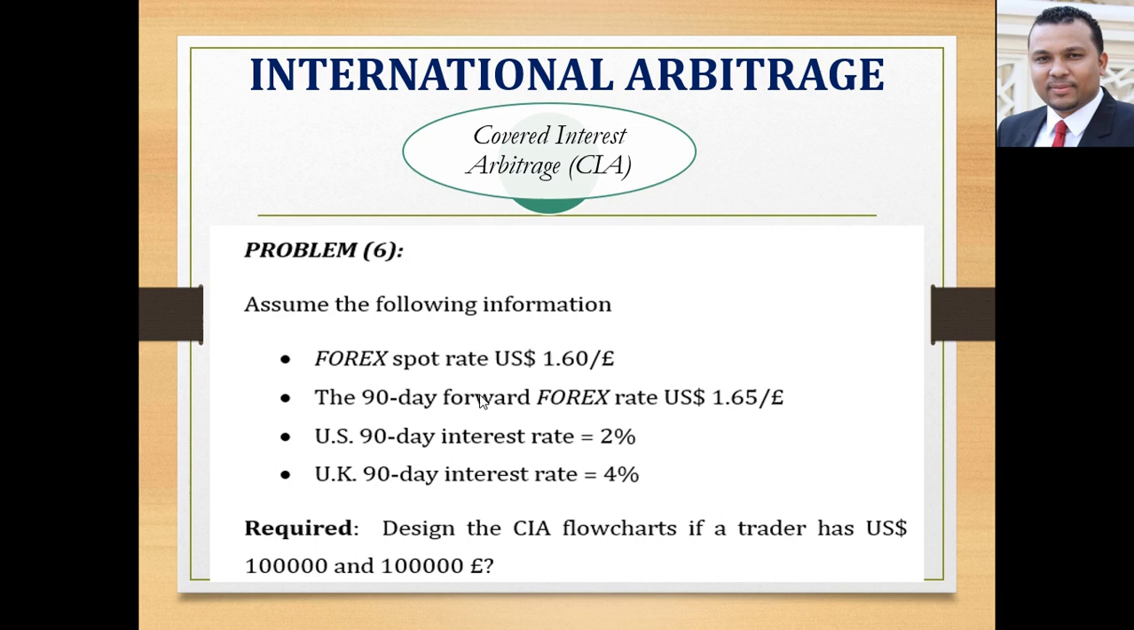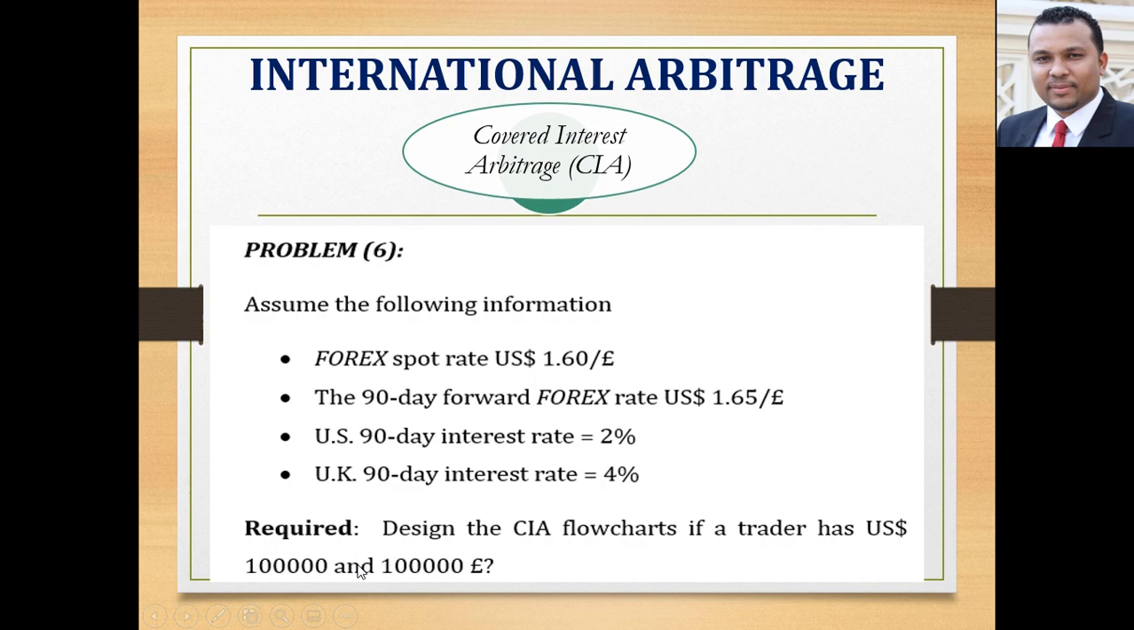Problem number 6 in our textbook, page 100. Assume the following info. Forex spot rate equal 1.6 US dollar per England pound. 90-day forward forex rate 1.65 US dollar per England pound. US 90 day interest rate 2%, UK 90 day interest rate 4%. Now, required: design CIA flowcharts, CIA abbreviation for covered interest arbitrage, if the trader has 100,000 US dollars. This is the first case. And the second case, 100,000 England pounds.